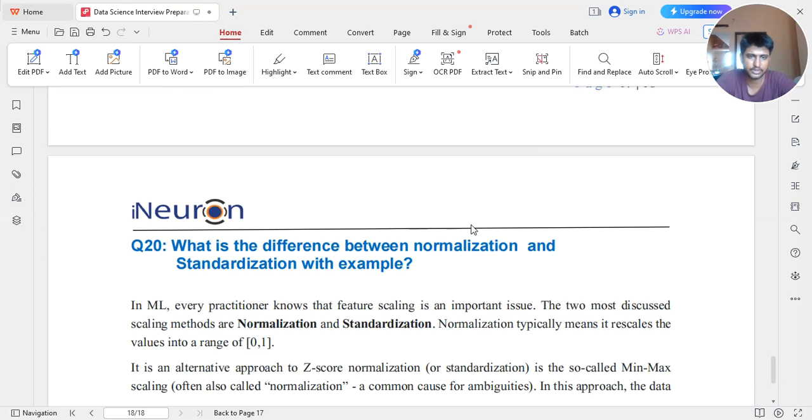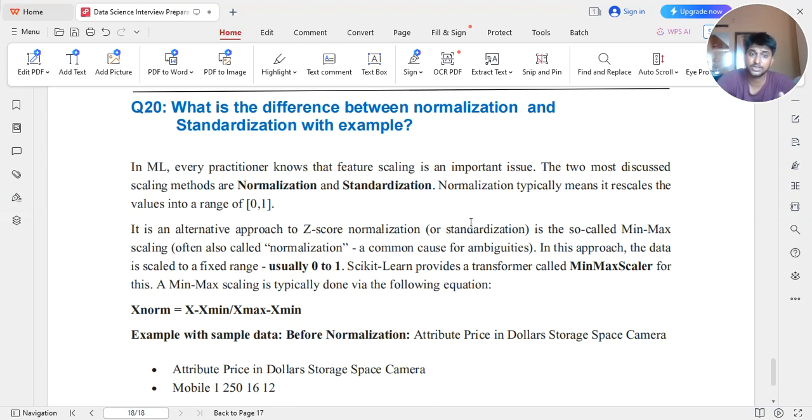What is the difference between normalization and standardization? This question they will normally ask. In ML, every practitioner knows that feature scaling is an important issue. The two most discussed scaling methods are normalization and standardization. Normalization typically means rescaling the values into a range of 0 to 1.